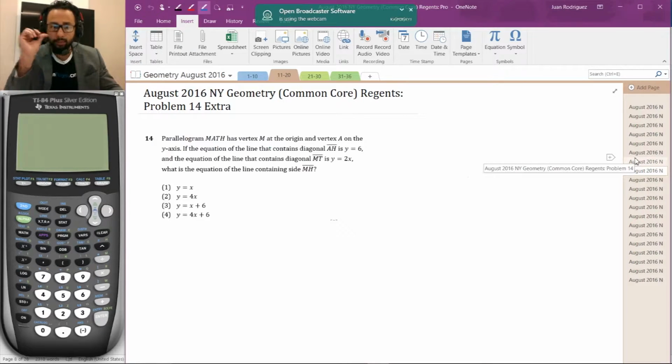Parallelogram MATH has vertex M at the origin and vertex A on the y-axis. If the equation of the line that contains diagonal AH is y equals 6, and the equation of the line that contains MT is y equals 2x, what is the equation of the line containing MH? Wow, that's a lot. See if you can get it. Y equals x, 4x, x plus 6, or 4x plus 6. See what you could do.